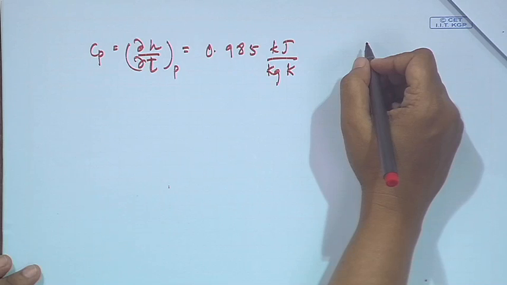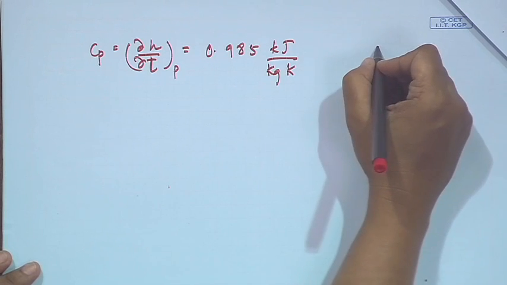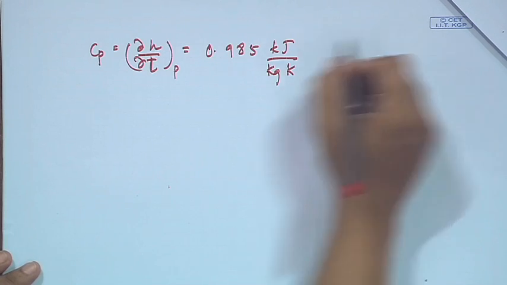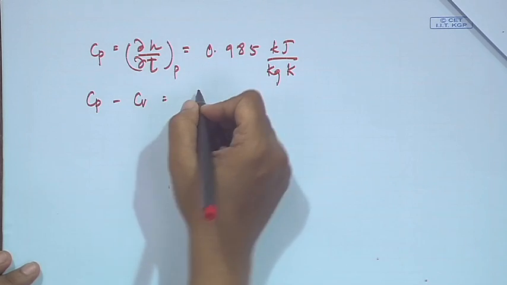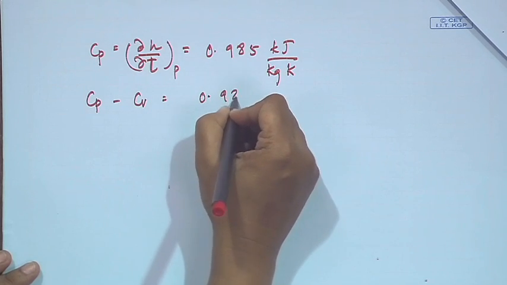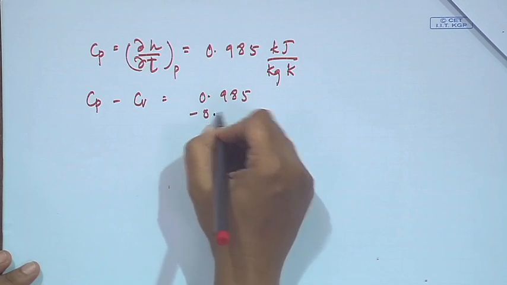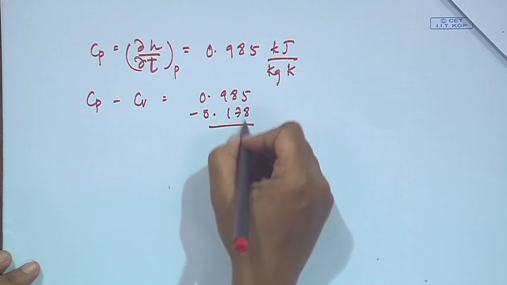There is another interesting thing that I would like to mention in this particular case. You will notice that in this particular case, what is Cp minus Cv equal to? Cp minus Cv, if you subtract one from the other, what do you get?